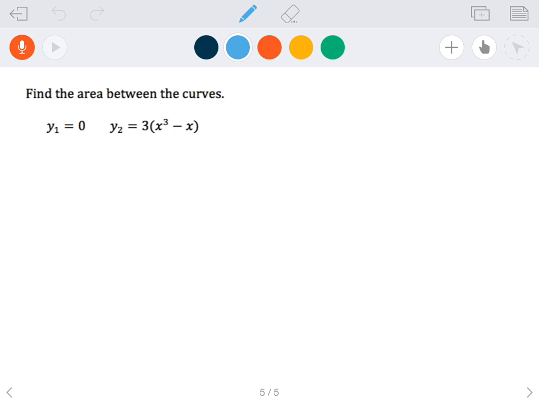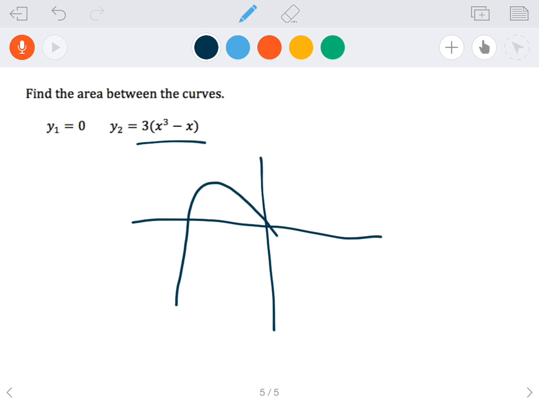Find the area between the curves, and you'll notice here that it doesn't give me any boundaries. I don't have any x coordinates that I'm bound between. So let's take a look at the picture and see what's going on. When I graph this, I am not doing a good job of drawing axes today. If I graph this function here, it looks basically like this. Pretend that that is symmetric. And then y equals 0 is just my horizontal axis, right? And so the area that is enclosed by those two curves is here.